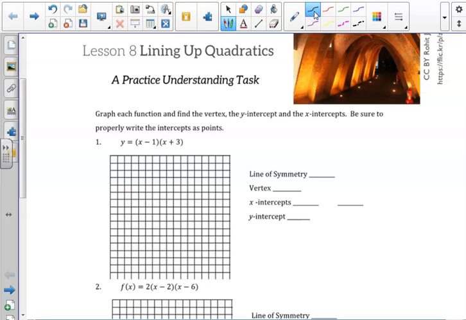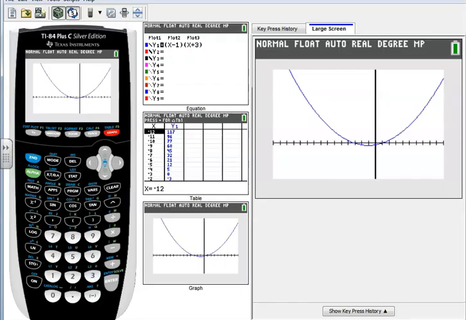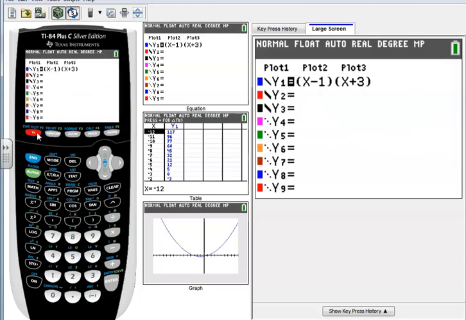Throughout this lesson, we did use our graphing calculator to see if we notice any relationship between the factors and the x-intercepts, the y-intercepts, or the vertex. So the first thing we're going to do is go to our y equals in our graphing calculator, and we're going to make sure to type in that function in our y equals as the quantity x minus 1 times the quantity x plus 3. Keep in mind that this is the product of two linear factors.